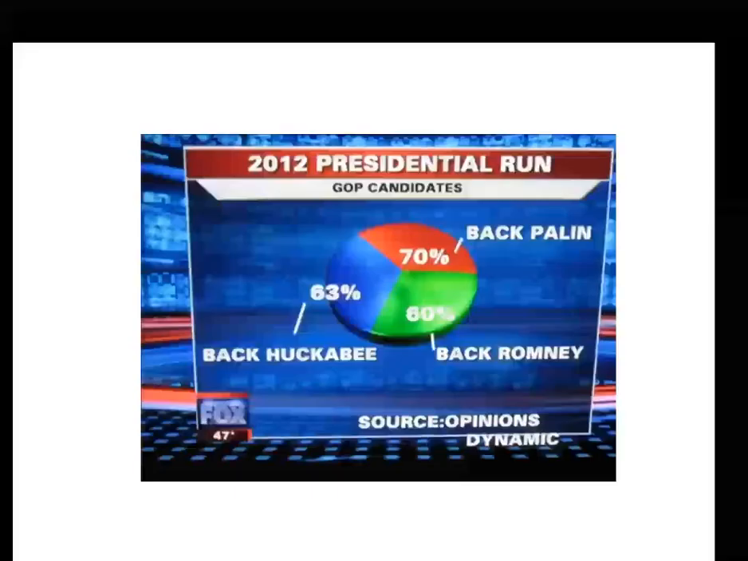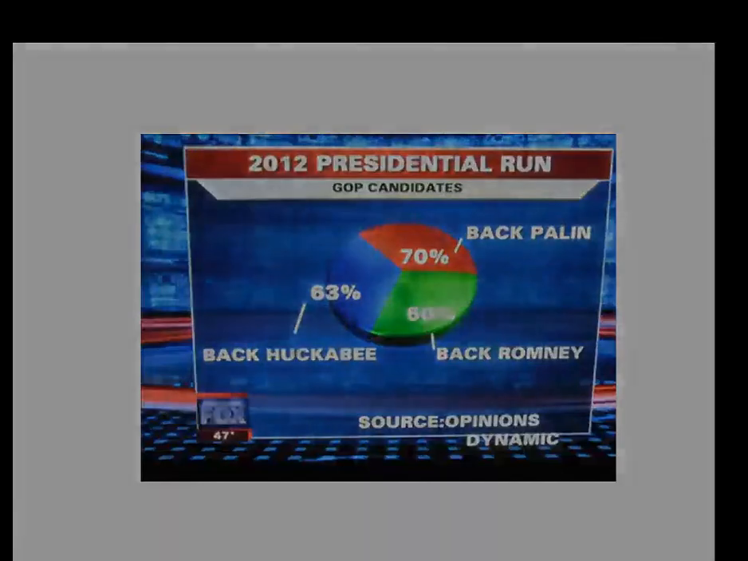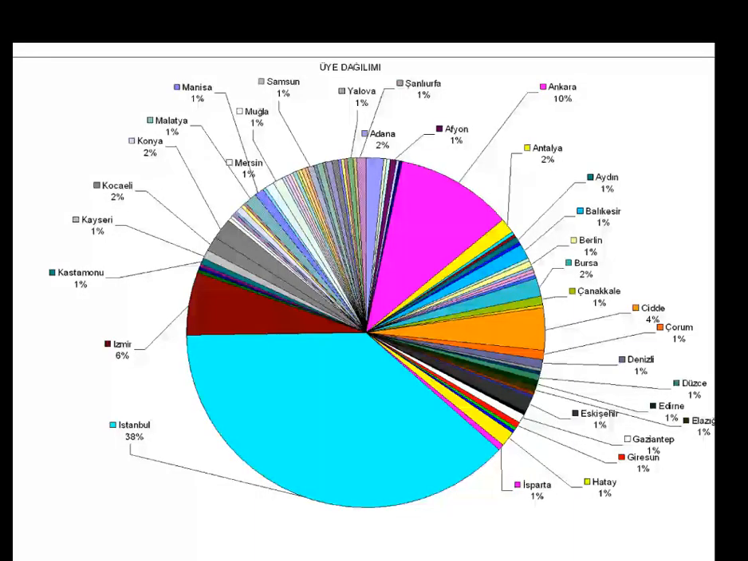This pie chart from the 2012 presidential election is even better. This is another famously ridiculous chart. The percentages add to 213%. Fox News is a dependable source of misleading graphs and charts. Even an absolutely correct chart can become unreadable. This chart shows the population of Turkey by city.